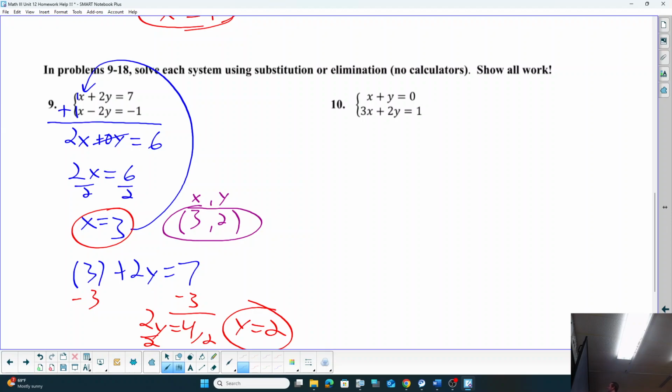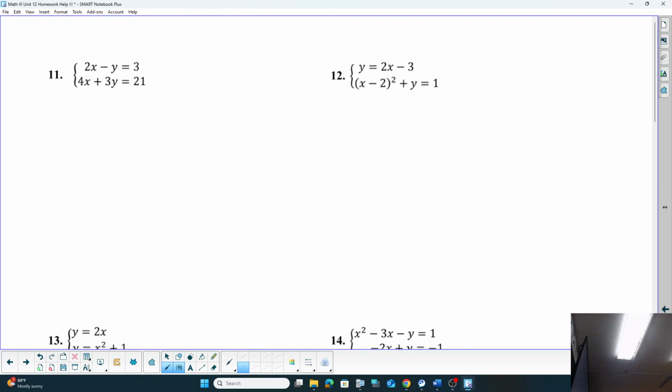Maybe try multiplying negative 3 all the way through to the left and right, and then you can eliminate. So now we're on number 11 next. Ooh. I love elimination, but let's try substitution this time. To do substitution, we have to take 2x minus y equals 3 and solve for y.